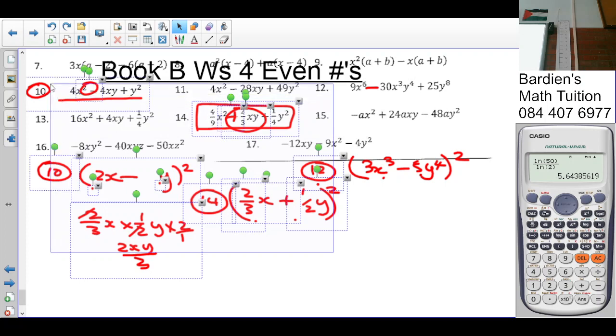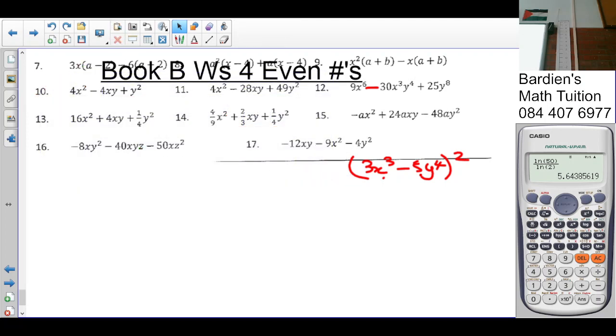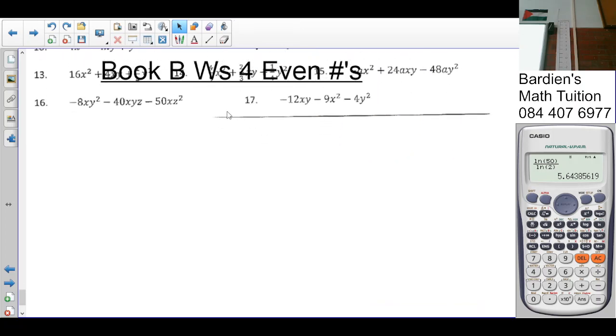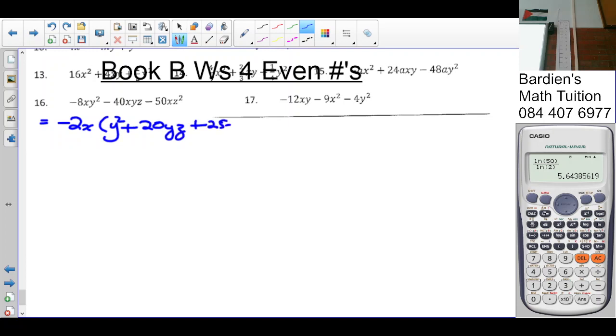So that is correct, people. Let's carry on with our lives. Number 16 is the last one you have to do. People here, what is common? Negative 2x is common. And then if you do 4y squared plus 20yz plus 25z squared. So it's 4y squared. Yes, sorry.